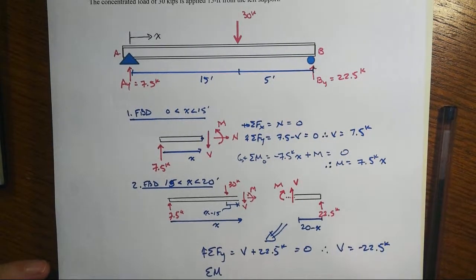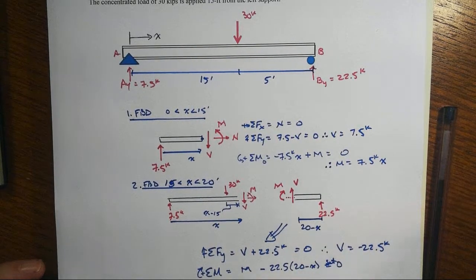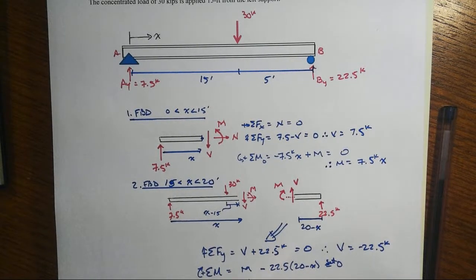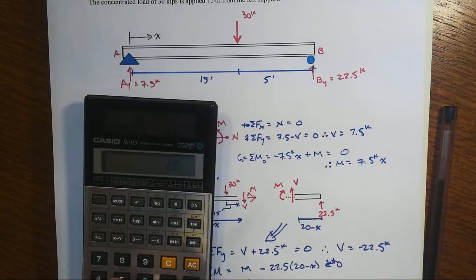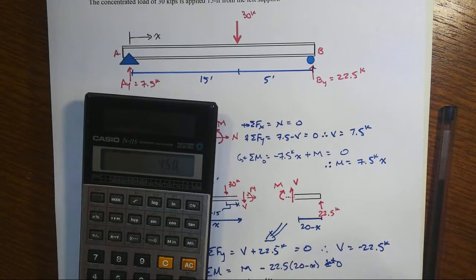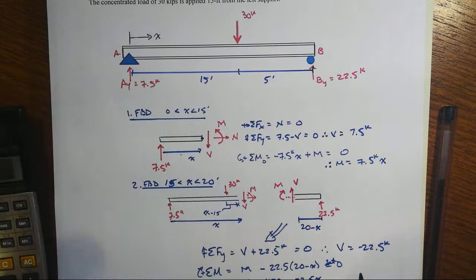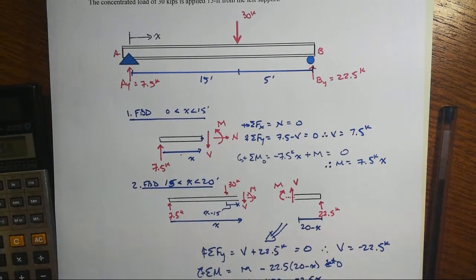Right? And then we'll do summation of moments. And let's take clockwise positive this time. So we'll have M minus, now the V doesn't get in there, so minus 22.5 times (20 minus x), and that will be equal to 0. So when we take that to the other side, M is equal to a plus 22.5 times 20, or 450 kip-foot. And then minus times a minus is a plus, but take it to the other side, it becomes a minus again. Minus 22.5 kips times x. Ooh, that's our function. Wow.